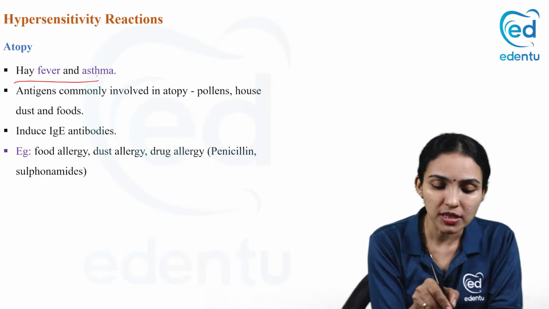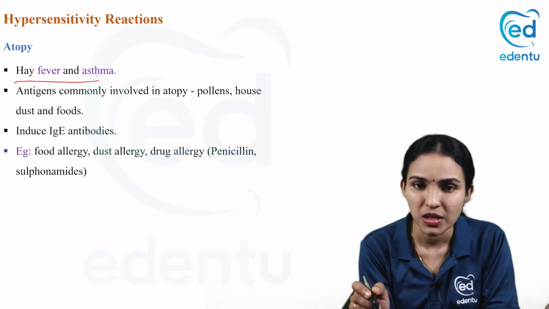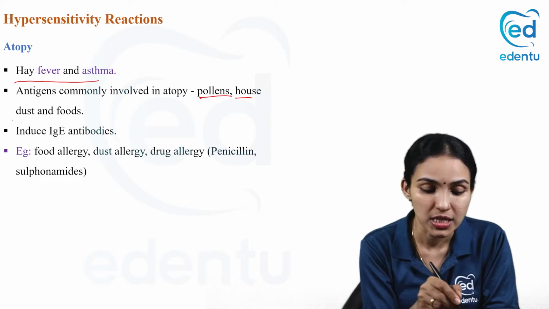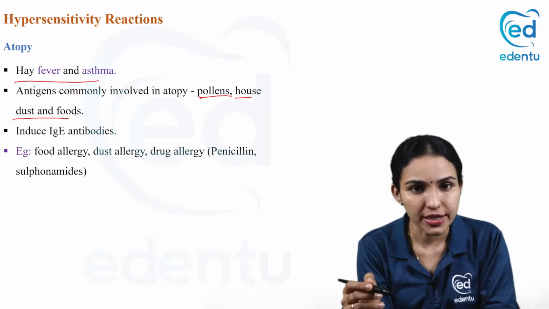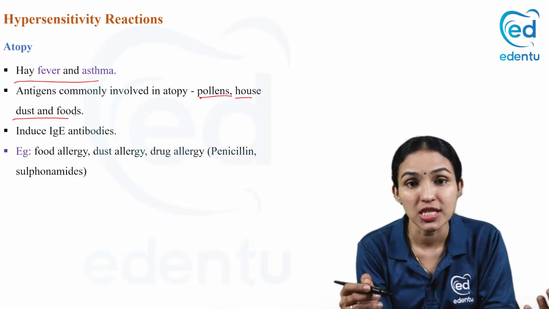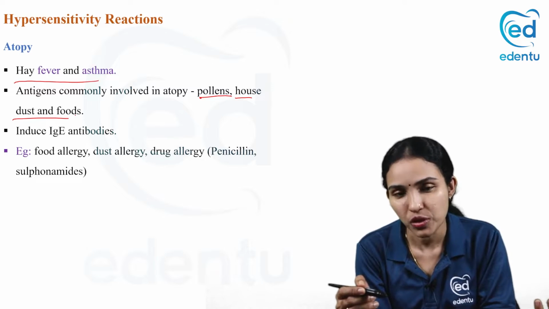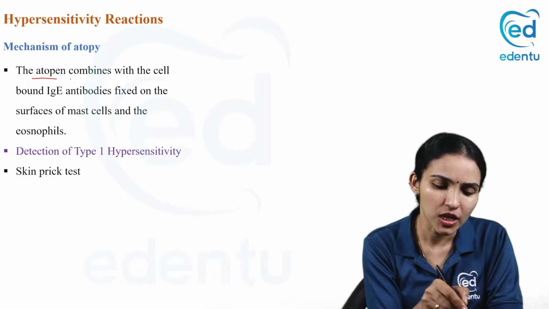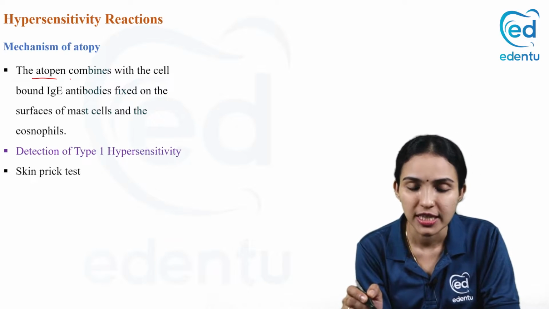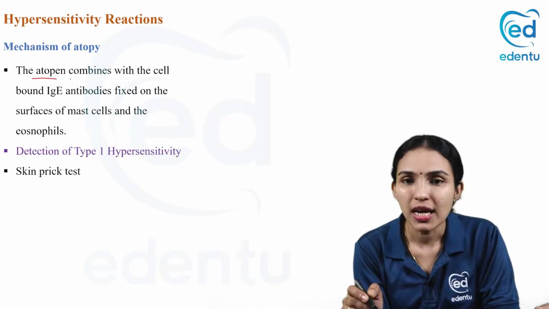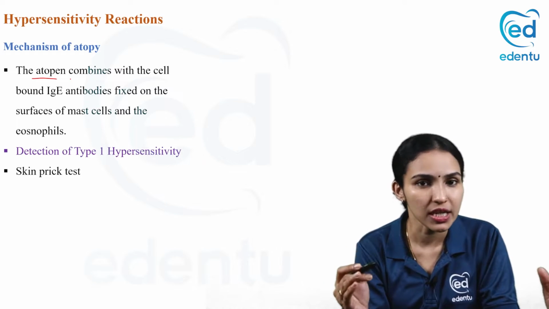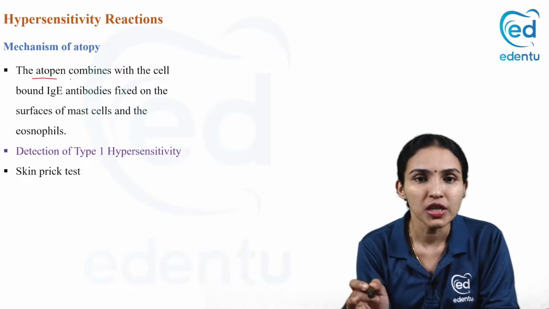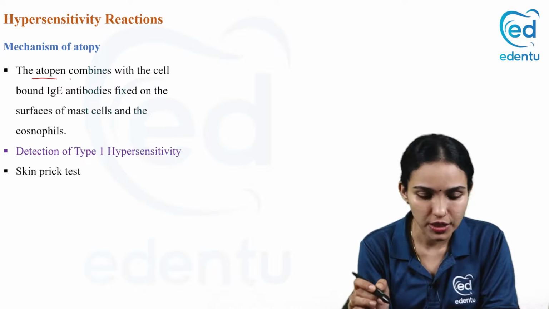The most important examples of atopy are hay fever and asthma, as we commonly know, and it can be to antigens like pollens, house dust, or certain foods, and it induces IgE antibodies. So food allergy, dust allergy, and sometimes drug allergy can also be a reason for atopy. The allergen which elicits an atopic reaction, you can call it atopin. It combines with the cell-bound IgE antibodies fixed on the mast cell surfaces and also on the eosinophils, which leads to degranulation, release of histamine, serotonin, everything, and causes the localized form of this allergic reaction. That is what is called atopy.